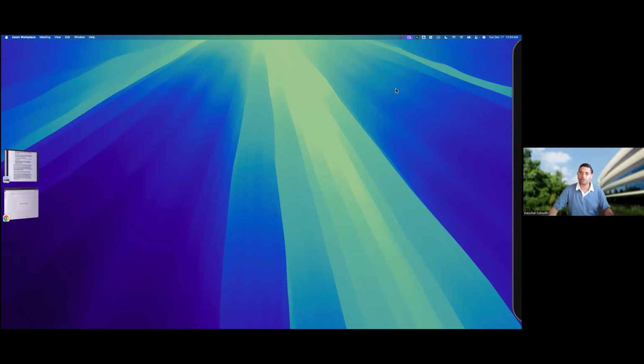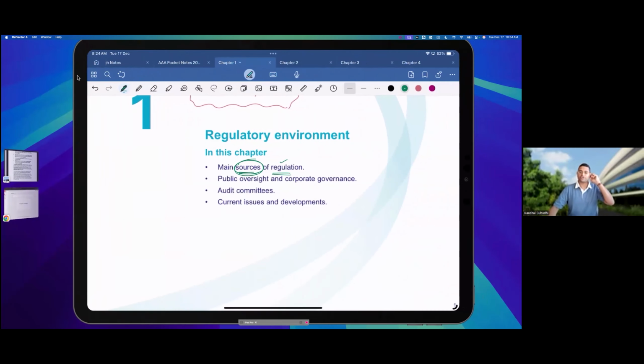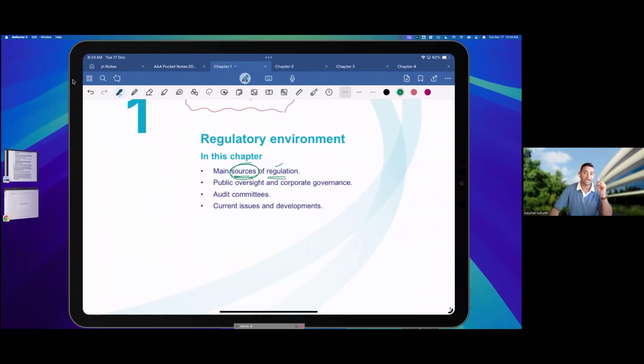Now we go back to our screen, and I'm going to pull back the screen in a moment. There you go. So, the regulatory environment. We require regulations, and that's what I was saying, that there is a difference between CPA audit and your ACCA Advanced Audit and Assurance. You can say it's a full version.